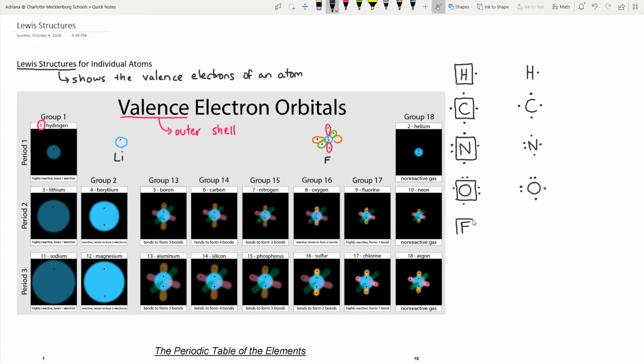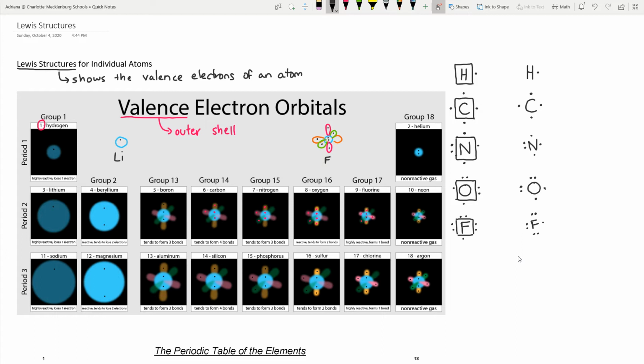And then let's go to fluorine. I'm going to draw my box around fluorine as well. Fluorine has 7 valence electrons, 1, 2, 3, 4, 5, 6, 7. And so let's draw those around. 1, 2, 3, 4, 5, 6, 7. Okay, so let's do that without the box.